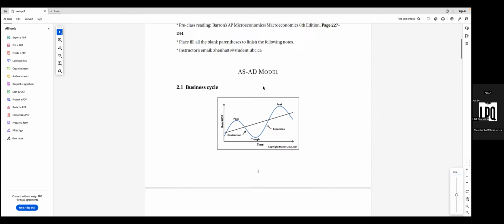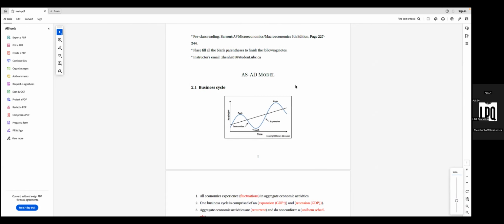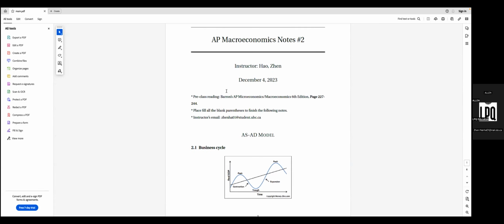It is pretty similar to the supply and demand model in your microeconomics. The fundamental idea of these two models is pretty much the same, but there are some differences between the micro and the macro model. I will go through all these differences in a later section.